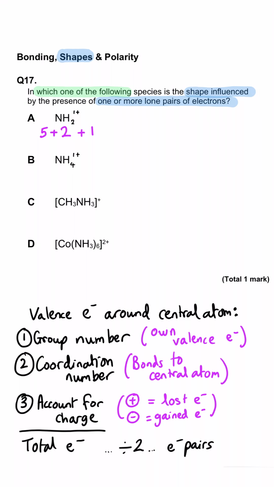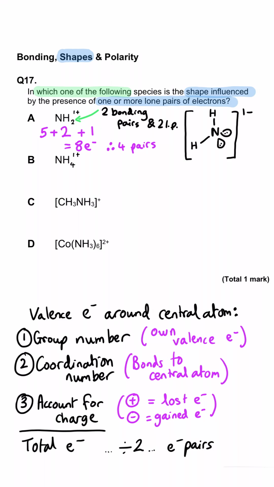When we add all of this together, we get 8 electrons in total, which is therefore going to be 4 pairs of electrons. Since there are 2 hydrogen atoms bonded to the nitrogen, that means there will be 2 bonding pairs of electrons, and therefore there will be 2 lone pairs of electrons. They will influence the shape of this molecule.